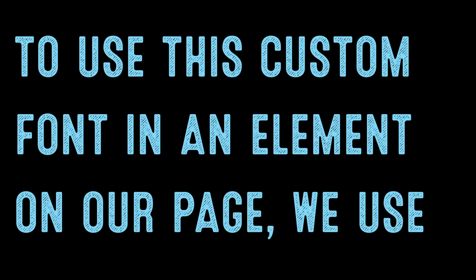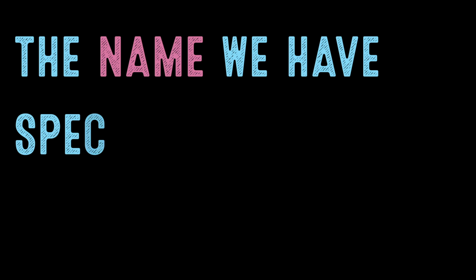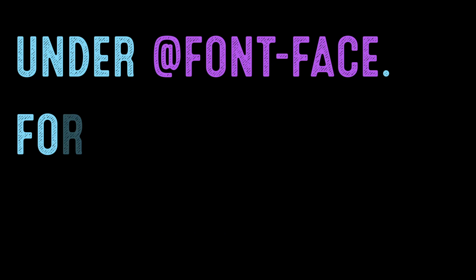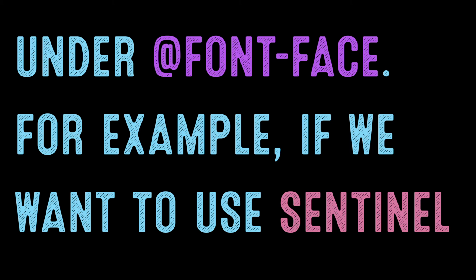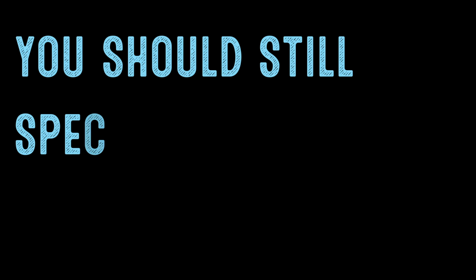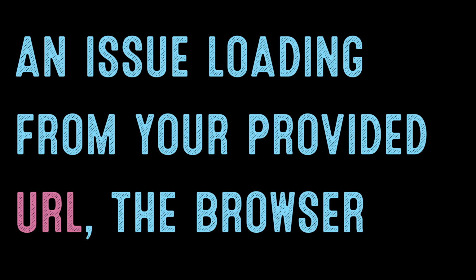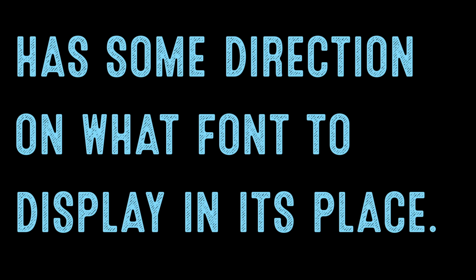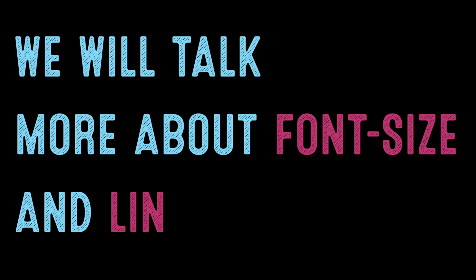To use this custom font in an element on our page, we use the name we have specified in the font family property under @FontFace. For example, if we want to use Sentinel as our paragraph text, we would now write p, font-family: "Sentinel Book", Georgia, "Times New Roman", serif; font-size: 16px; line-height: 1.3em. You should still specify a font stack because if there is an issue loading from your provided URLs, the browser has some direction on what font to display in its place. We will talk more about font size and line height in later episodes.